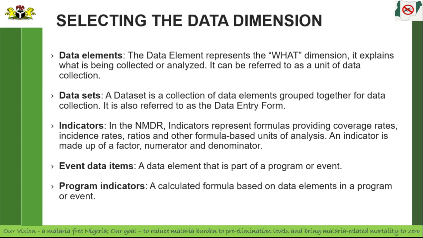Indicators in the NMDR represent formulas providing coverage rates, incidence rates, ratios, and other formula-based units of analysis. An indicator is made up of a factor, numerator, and denominator. Event items are data elements that are part of a program or event. Program indicators are calculated formulas based on a data element in a program or event.